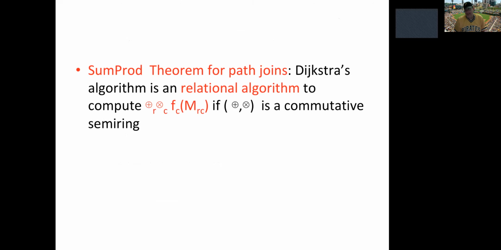So one can generalize this. Any sum-product query over a commutative semiring can be computed on a path join using Dijkstra's algorithm.